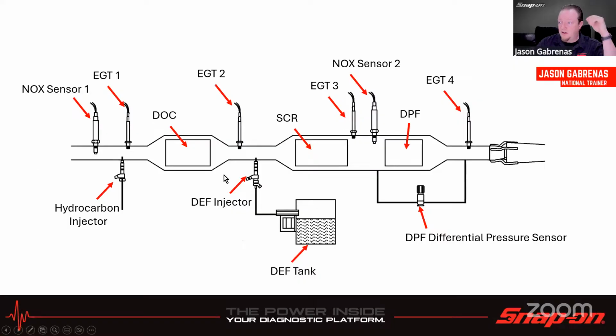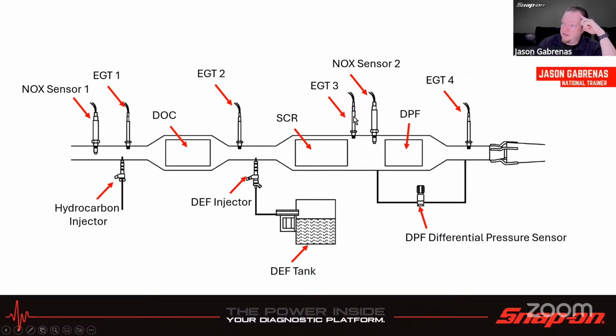And you can see on this complete system, look at all these different sensors that are here. So we have the NOx sensor number 1, NOx sensor number 2. That's on the other side of the SCR, right? And this one has the SCR before the DPF. It's going to have the DPF differential pressure sensor, which is going to measure before and after the DPF for the pressures.